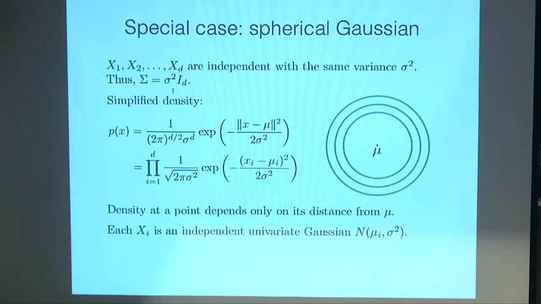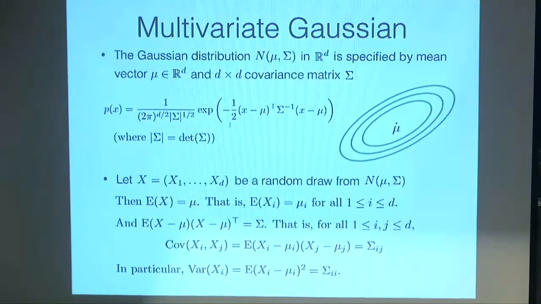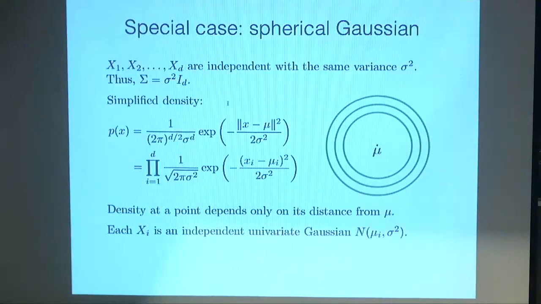In this case, if you look at this density function and you plug in this special value for sigma, you get this simplified density, and you can factorize this into the product over D individual univariate functions. So what this is saying is that each one of these components xi is itself a univariate Gaussian distribution, and this is the contour plot of the Gaussian.